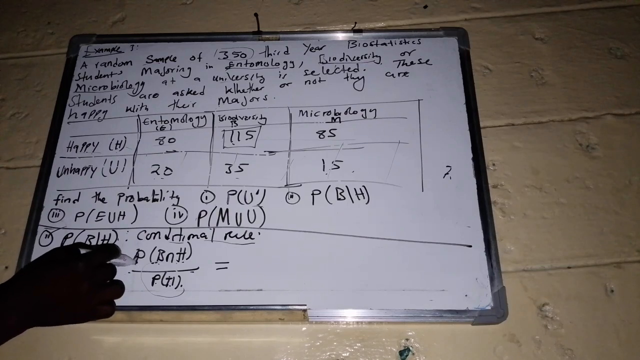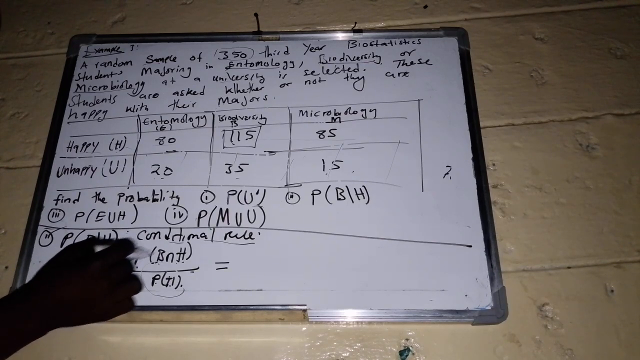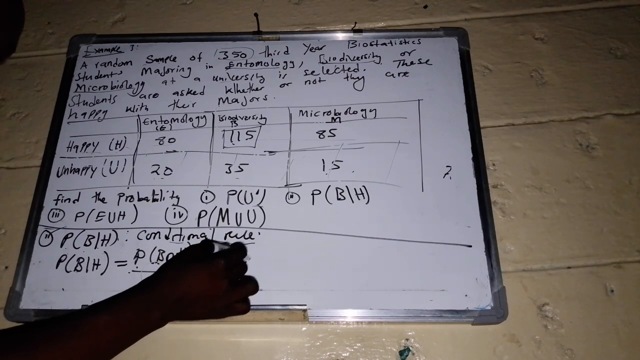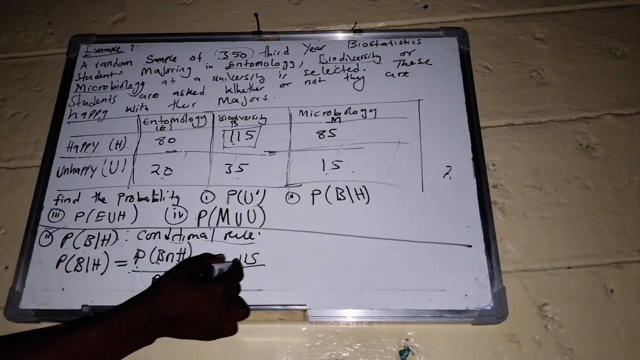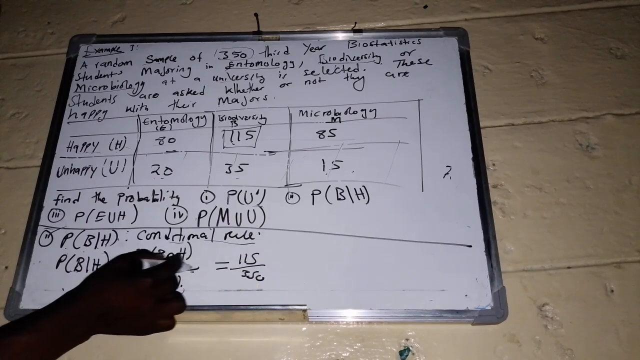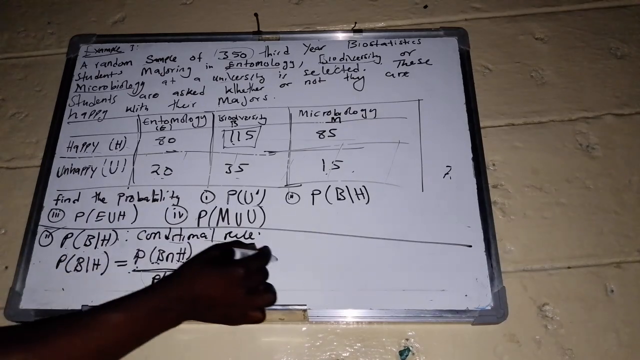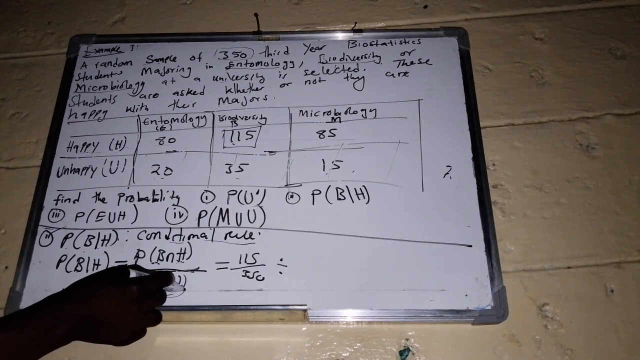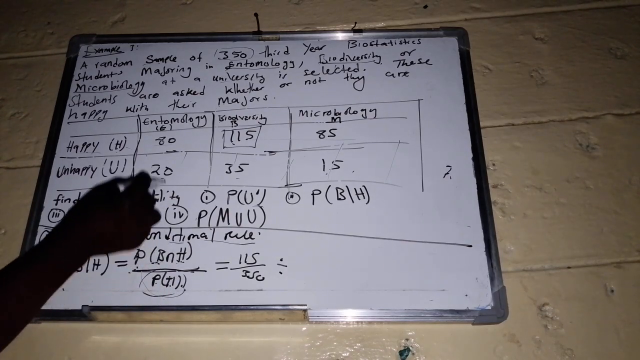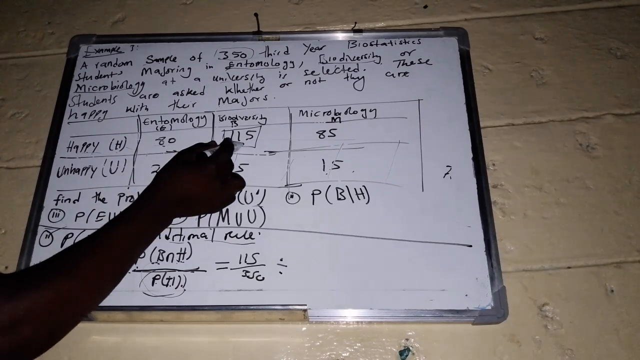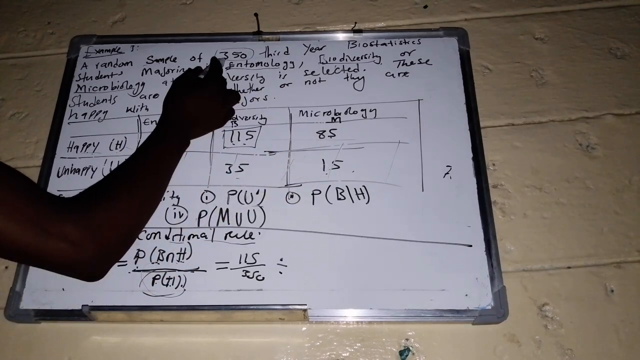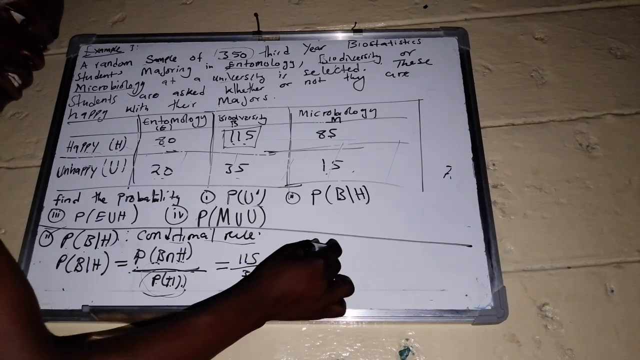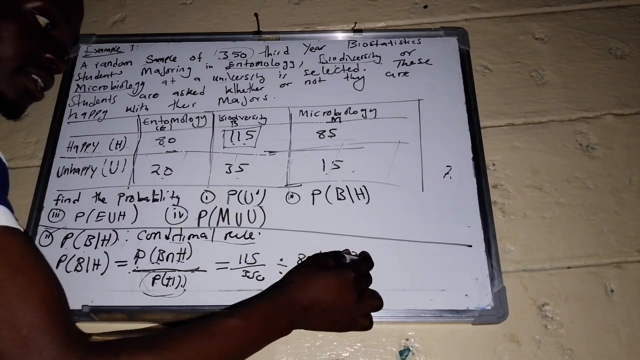So what am I saying? I'm looking for the probability of the intersection, which is 115 over the total, which is 350. This line means division, meaning that I'm dividing by the probability of H. What is the probability of H? The probability of H is 80 plus this plus that, divided by 350. So this is 80 plus 115 plus 85 divided by 350.